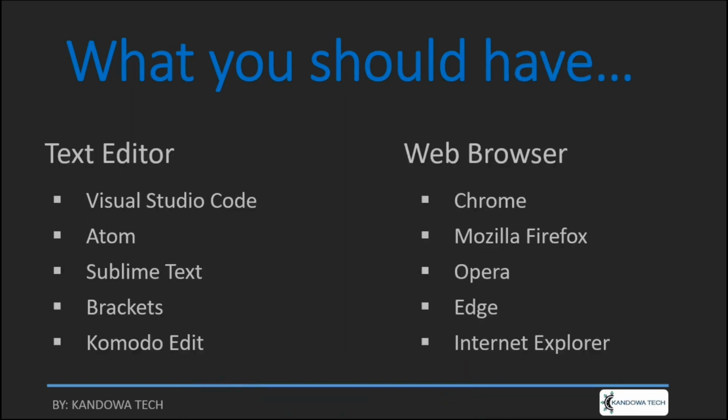So yeah, there are also a couple of things that you should have. You should have a text editor and a web browser. For a text editor, I'm just going to be using Visual Studio Code, but there are a lot of free text editors out there. You can choose something like Atom, Sublime Text, Brackets, or Komodo. You can choose anything from here. And you should also have a web browser installed on your computer. I'm going to be using Google Chrome, but you can choose whatever web browser you want to use from here. You can choose Mozilla Firefox, Opera, or Edge, but at least try not to use Internet Explorer.